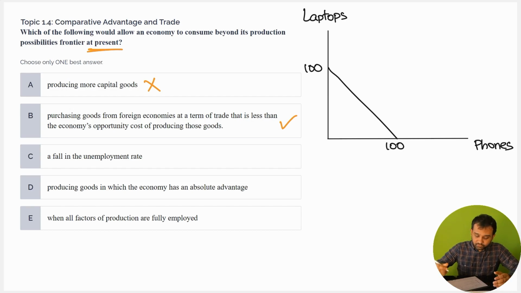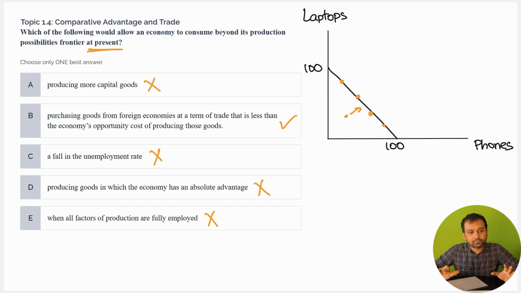So a fall in the unemployment rate would perhaps make the production point shift from inside towards the PPF. So more resources are being utilized. So you're producing nearer to your capacity, but it actually doesn't do anything with regards to the PPF or the capacity itself. So therefore, that is also incorrect. Producing goods in which the economy has an absolute advantage. Now we know that the specialization should happen according to comparative advantage, not absolute advantage. So you can leave that out. E, when all factors of production are fully employed, otherwise known as the economy is productively efficient and it's producing somewhere on the PPF. Just because an economy is producing on the PPF doesn't mean it can consume beyond it. So this would also be incorrect.